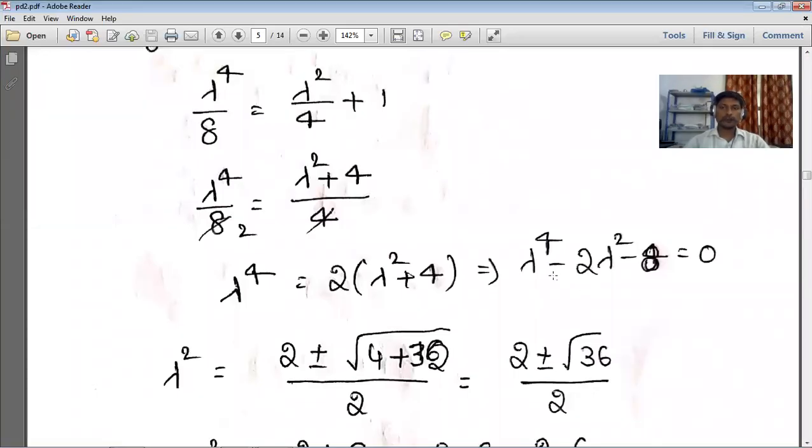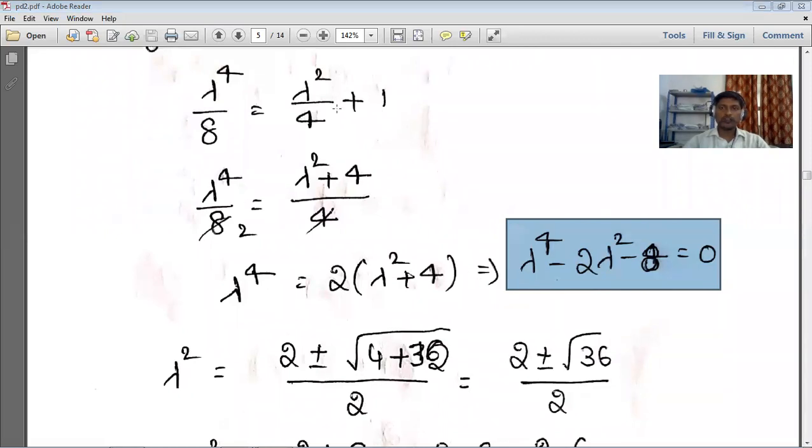Continuation of that one. So what we discussed. Okay. So here we got a quadratic equation in terms of lambda square. Here the equation is lambda power 4 minus 2 lambda square minus 8 is equal to 0. Now this is in the form of a quadratic equation.